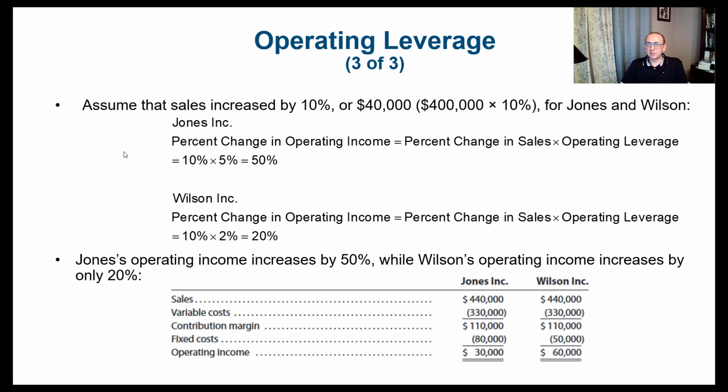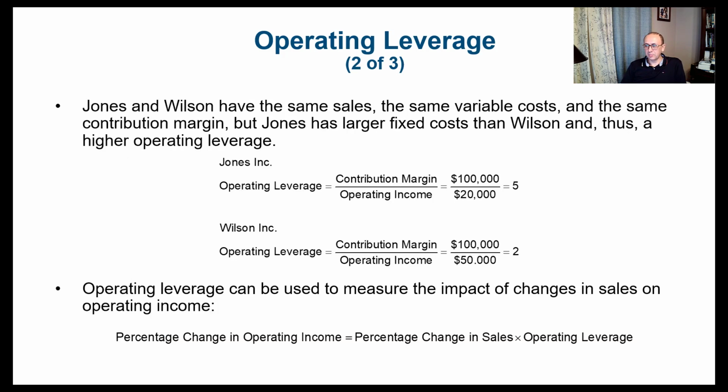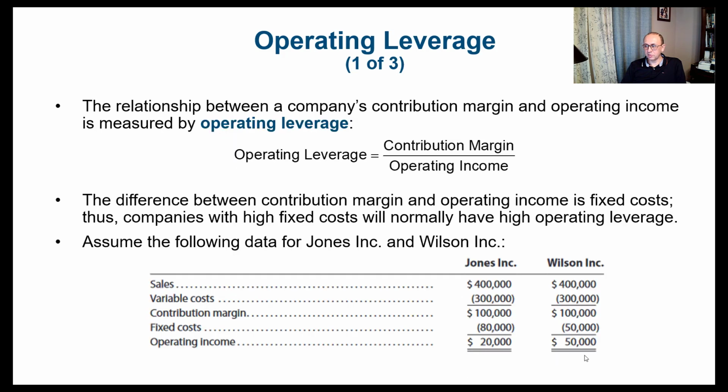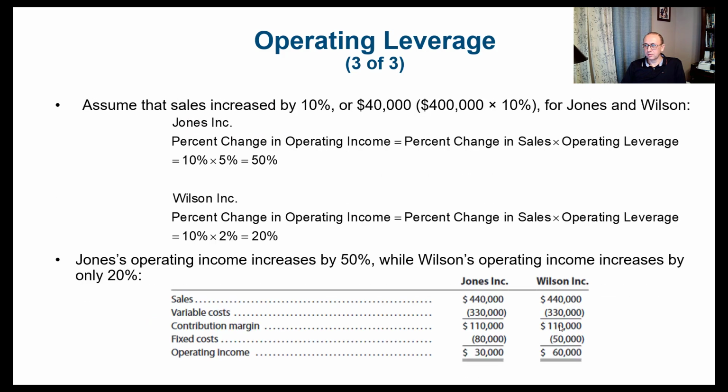So assume that sales increased by 10%, or $40,000, for Jones and Wilson. Let's see how that would impact the companies. Keep in mind, we had 20 versus 50. So we do the same calculations. The sales now is 440. The variable cost is 330. The contribution margin is 110 for each one of the companies. The fixed cost is 80 and 50.